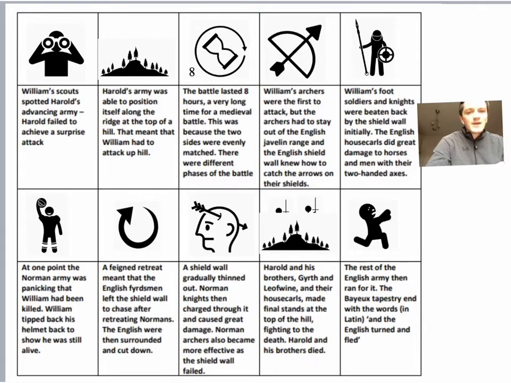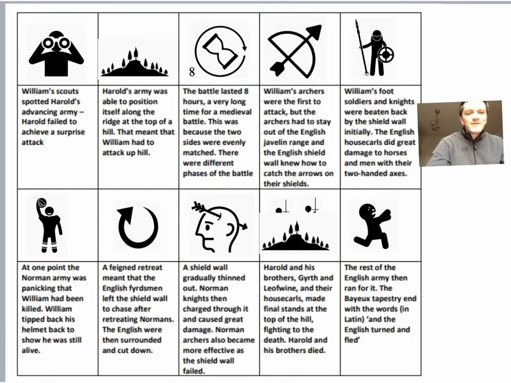At one point, the Norman army was panicking that William had been killed. William tipped back his helmet to show he was still alive. This is a really famous, almost propaganda incident. The mood of the people when they lose their king is really down, and they think, oh, it's not good enough, we can't win. Him taking his helmet off, revealing his face, shows the people that actually we are doing this and we're still in it, which is a real boost to William's army and a real boost to the Normans.